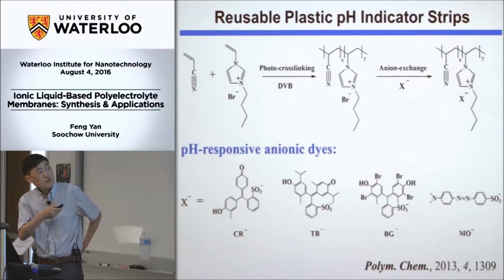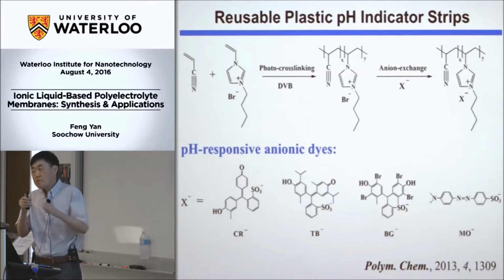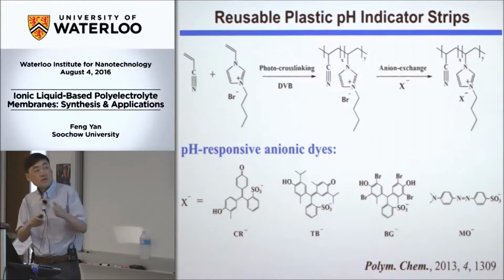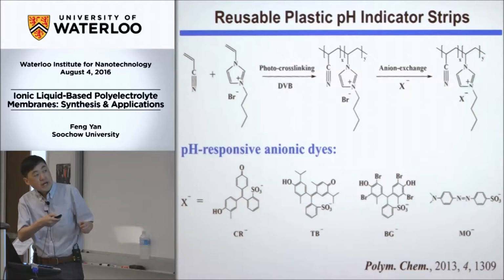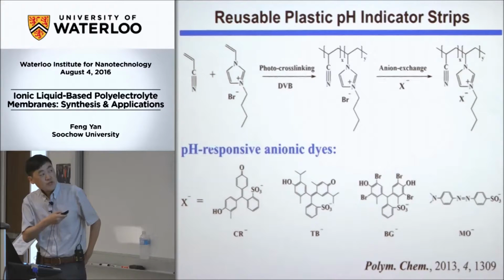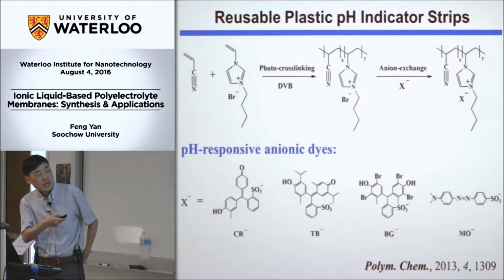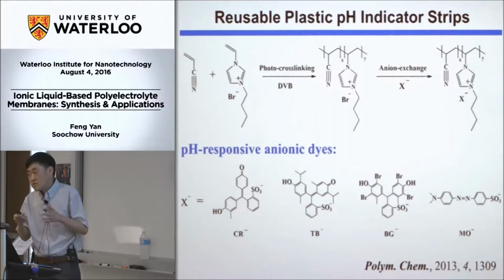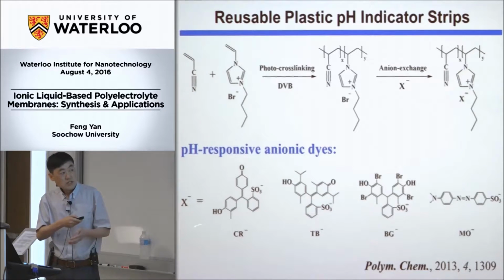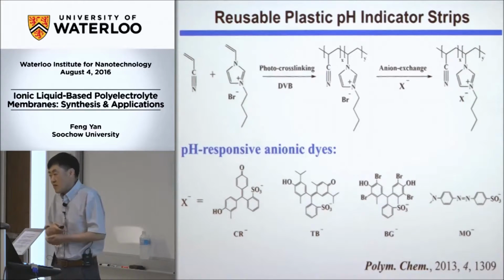The reason we choose this monomer is we hope the membrane has very good mechanical properties. And then, after this polymer was synthesized, we just do the anion exchange. We can choose pH responsive anionic dyes, for example, like this one. All of them change colors in different pH solutions. In addition, all of them are commercially available.